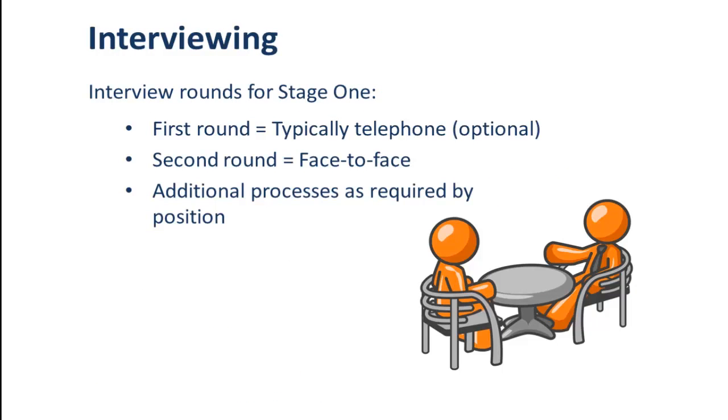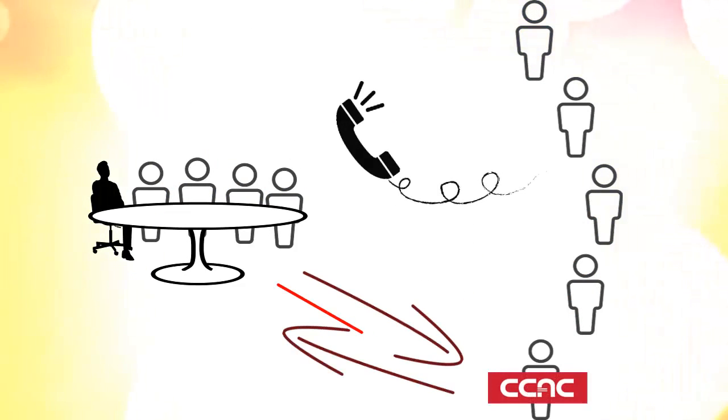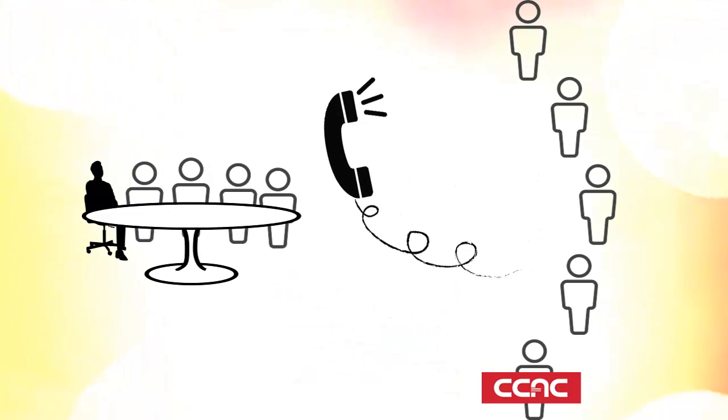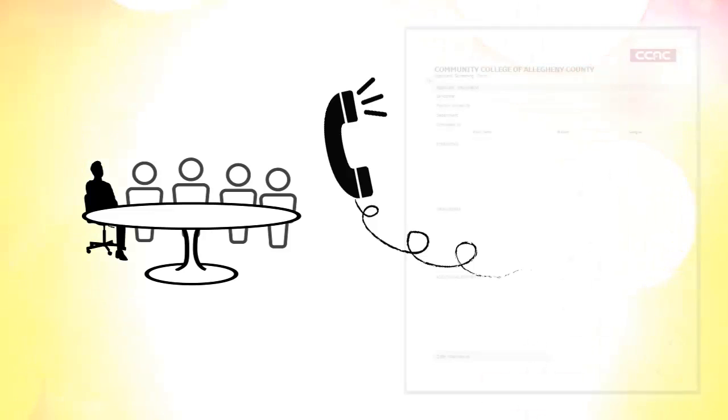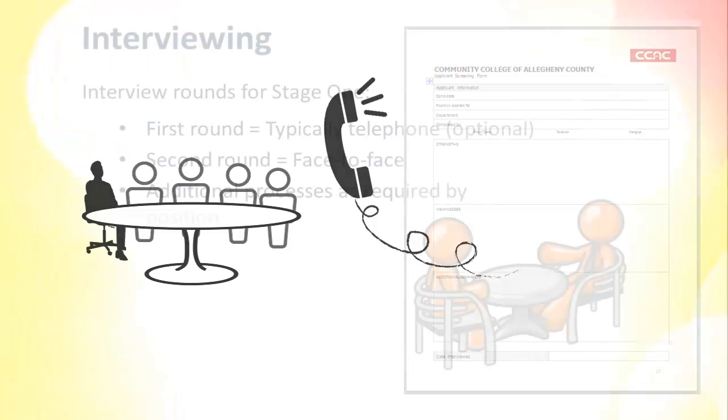A committee may decide to use a first-round telephone interview to narrow the applicant pool. This is an optional step in the process. If you have applicants that are working at CCAC and phone interviews are used, all applicants must be treated in an equitable manner. This means that all applicants must be interviewed on the phone. Again, one applicant screening form needs to be completed per telephone interview.